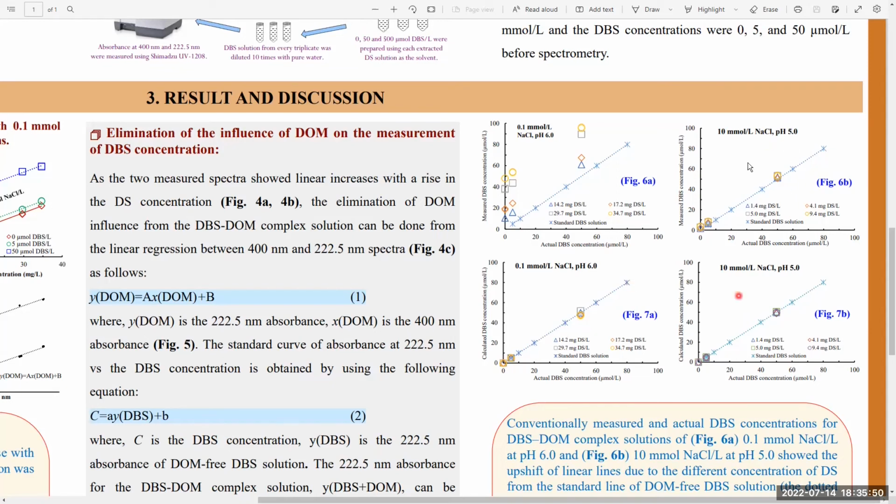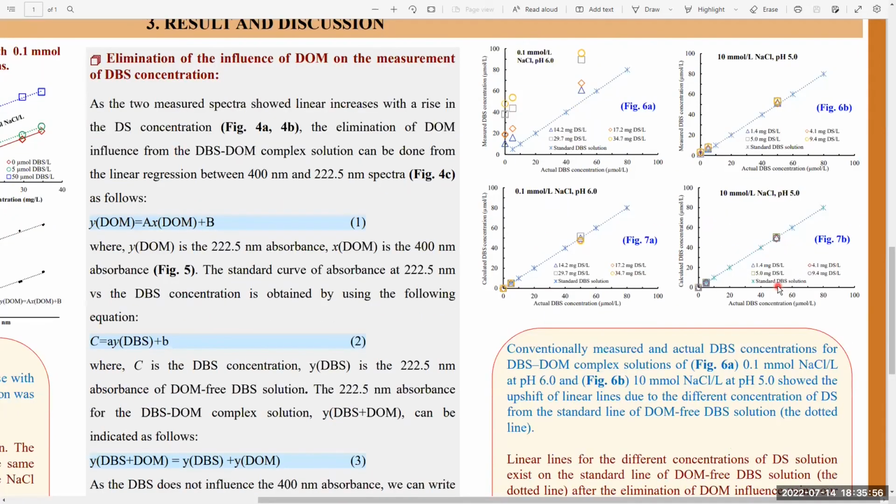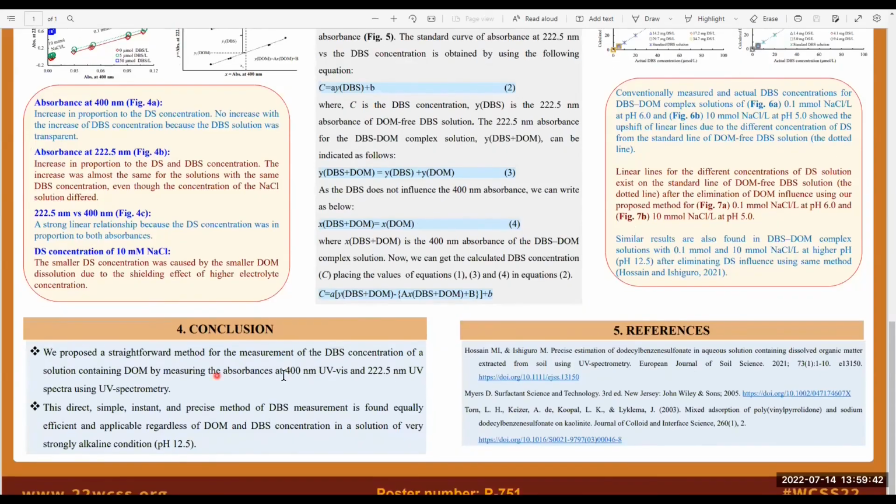The same result we also get from the 10 millimole per liter sodium chloride condition with pH 5. So in conclusion, we propose this method. It is very rapid and requires no reagents, and it only measures two absorbances using spectrometry. No special reagents are necessary, and it is a very simple and very precise method for measuring DVS.